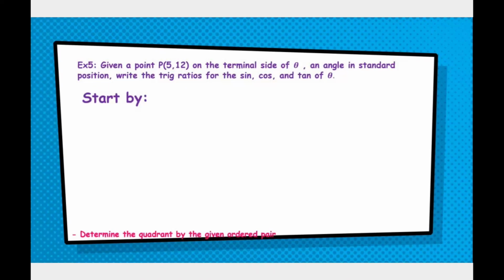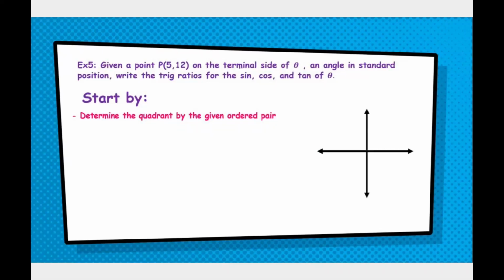So for starters, I'm going to start by figuring out what quadrant this is in, and you don't need to take the time to go through and plot that point going over 5 and up 12. Just real quick, determine what quadrant it's in, and just put a point there. So this should be in quadrant 1 because x is positive and so is y.